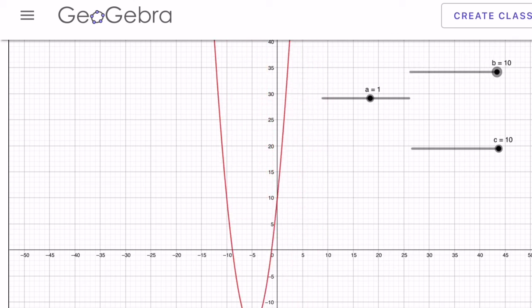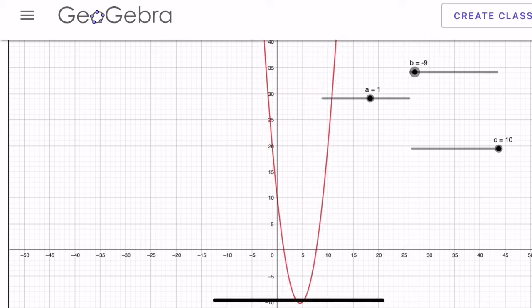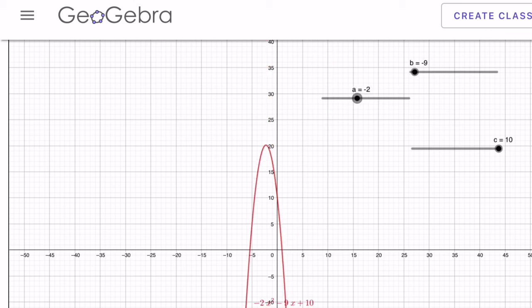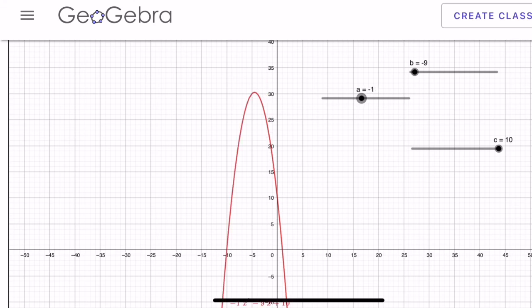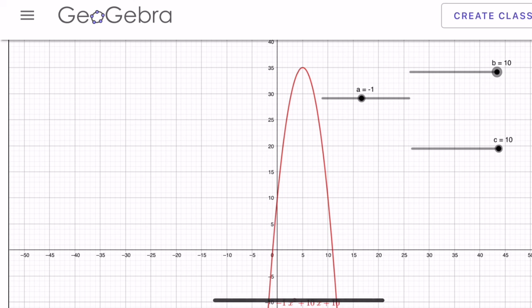For the U shape, if I slide B to the positive 10, it will go to the left side. If I slide to the negative, it will go to the right side of the y-axis. For A less than 0, when B is negative 10, it will go to the left side, and when B is positive, it will go to the right side. It's different, right? There's something special about the shape. Different shapes will have different positions, depending on B.